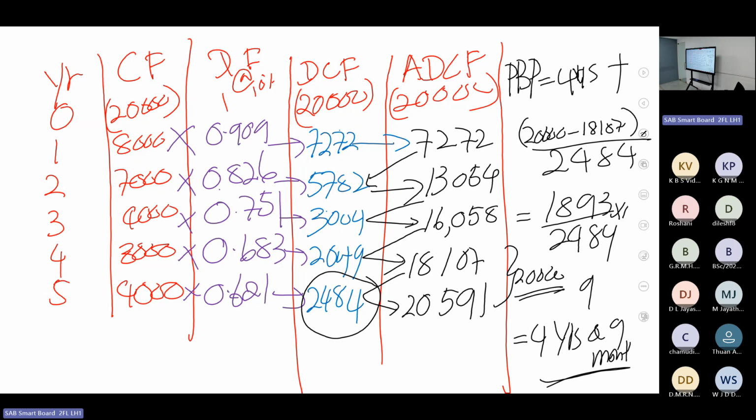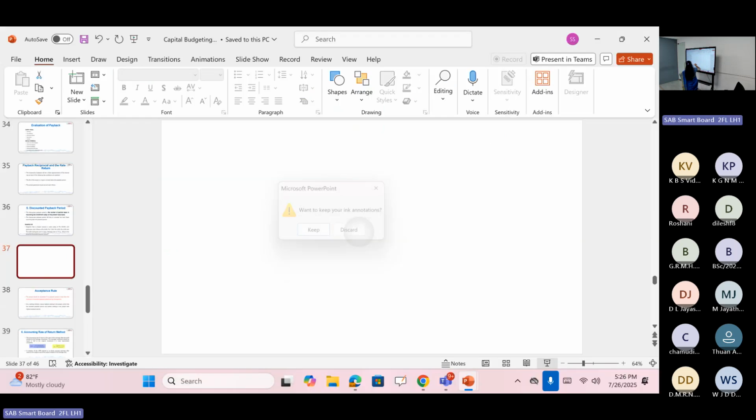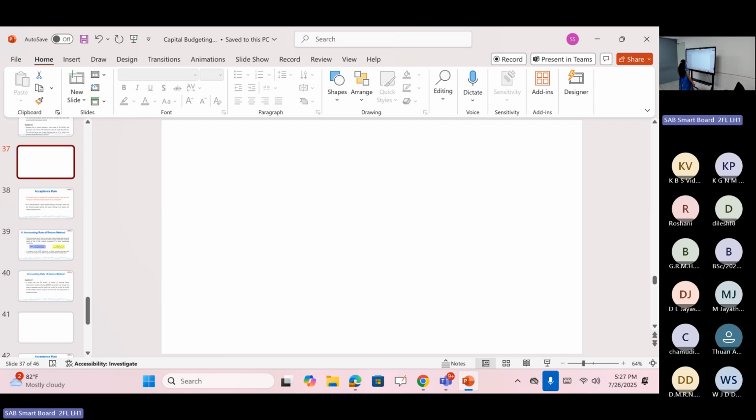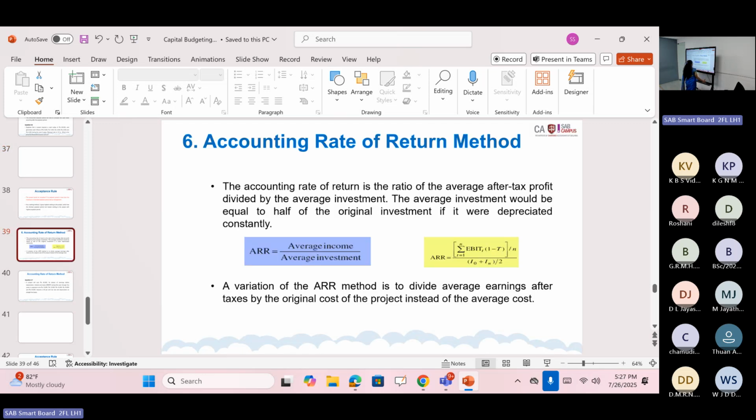Right. Okay. Any question on the discounted cash flows? No? Okay. Now we have another method, the last method.